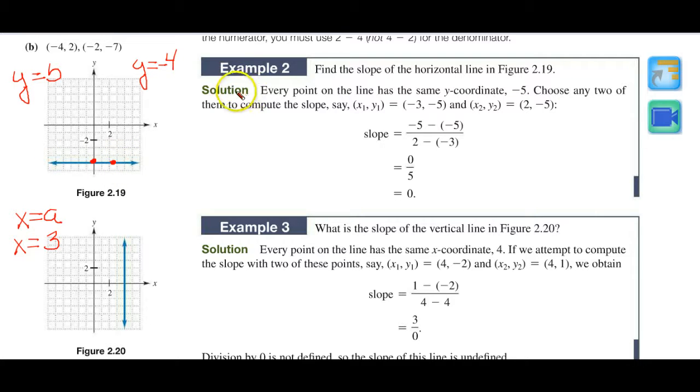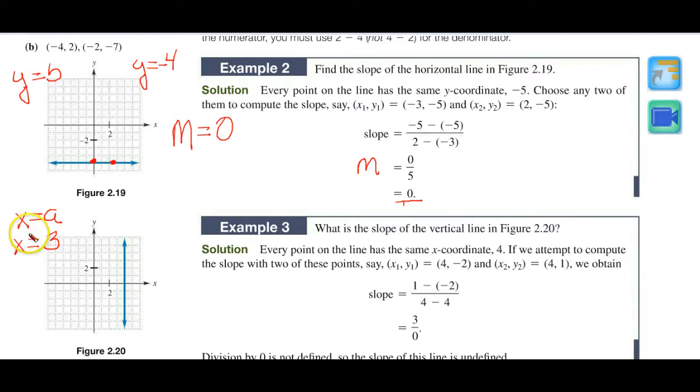But here they're asking us, what is the slope of a horizontal line? And if you put some of these points into your formula, you end up with m equals 0 over 5. Well, any number divided by a non-zero number is 0. So the slope of all horizontal lines is 0.